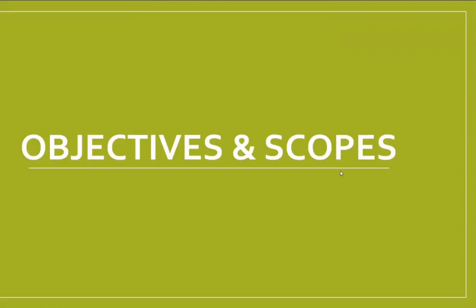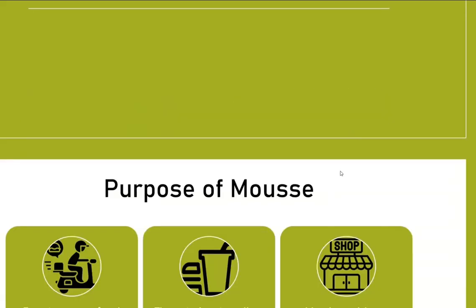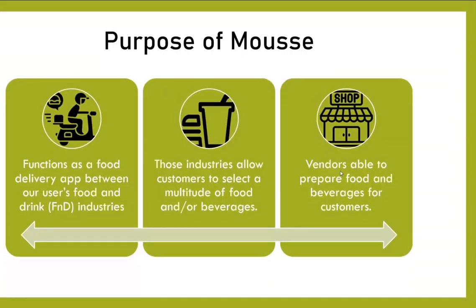So my name is Omar. I will explain about objective and scope. First, we'll look at the purpose of Mousse. It acts as a function for a food delivery app between our users and the food and drink industries, so it acts as a bridge between them. Also, those industries will allow the customer to select a multitude of food and beverages, so customers can choose from multiple ranges of food. This will allow the vendor to prepare ranges of food and choices for the customers.